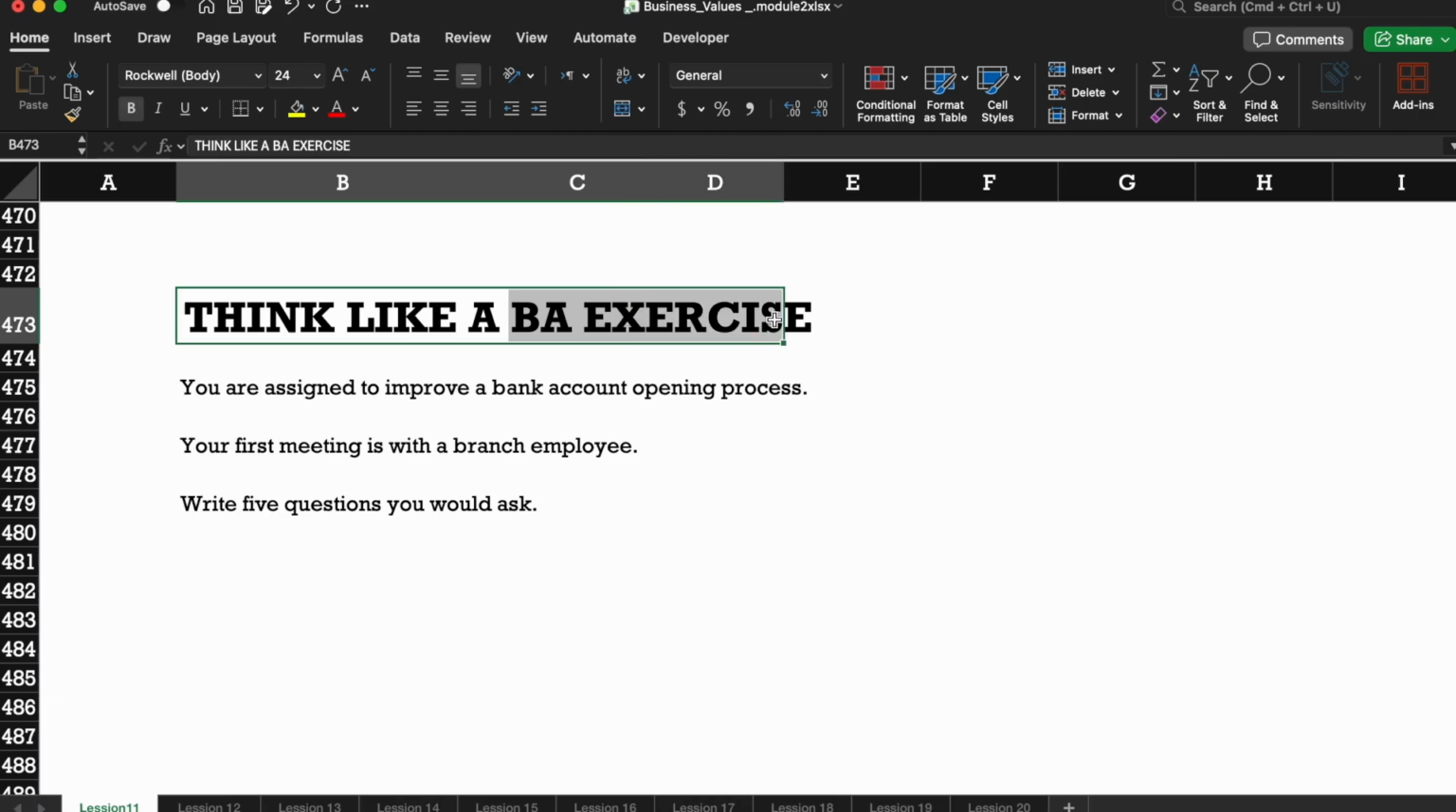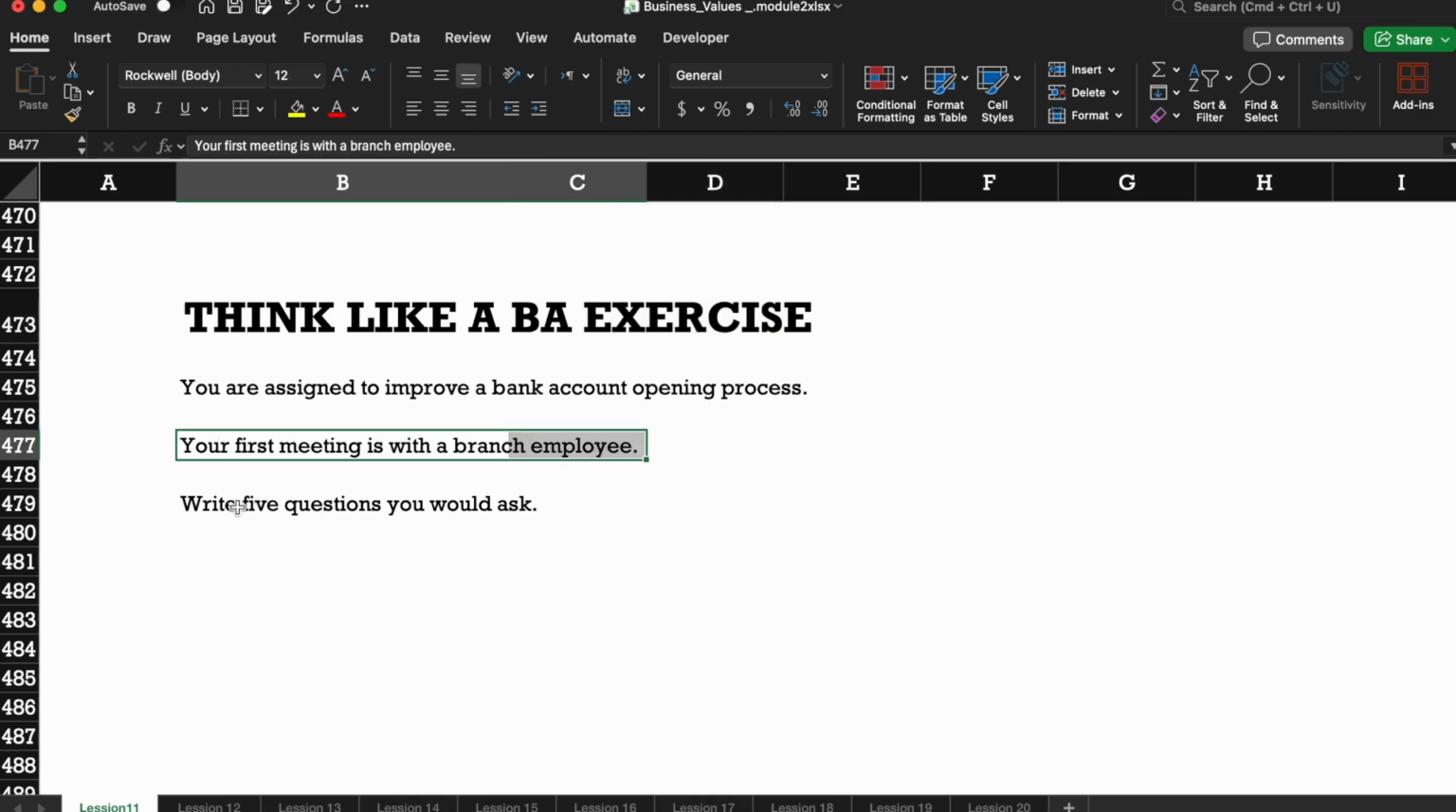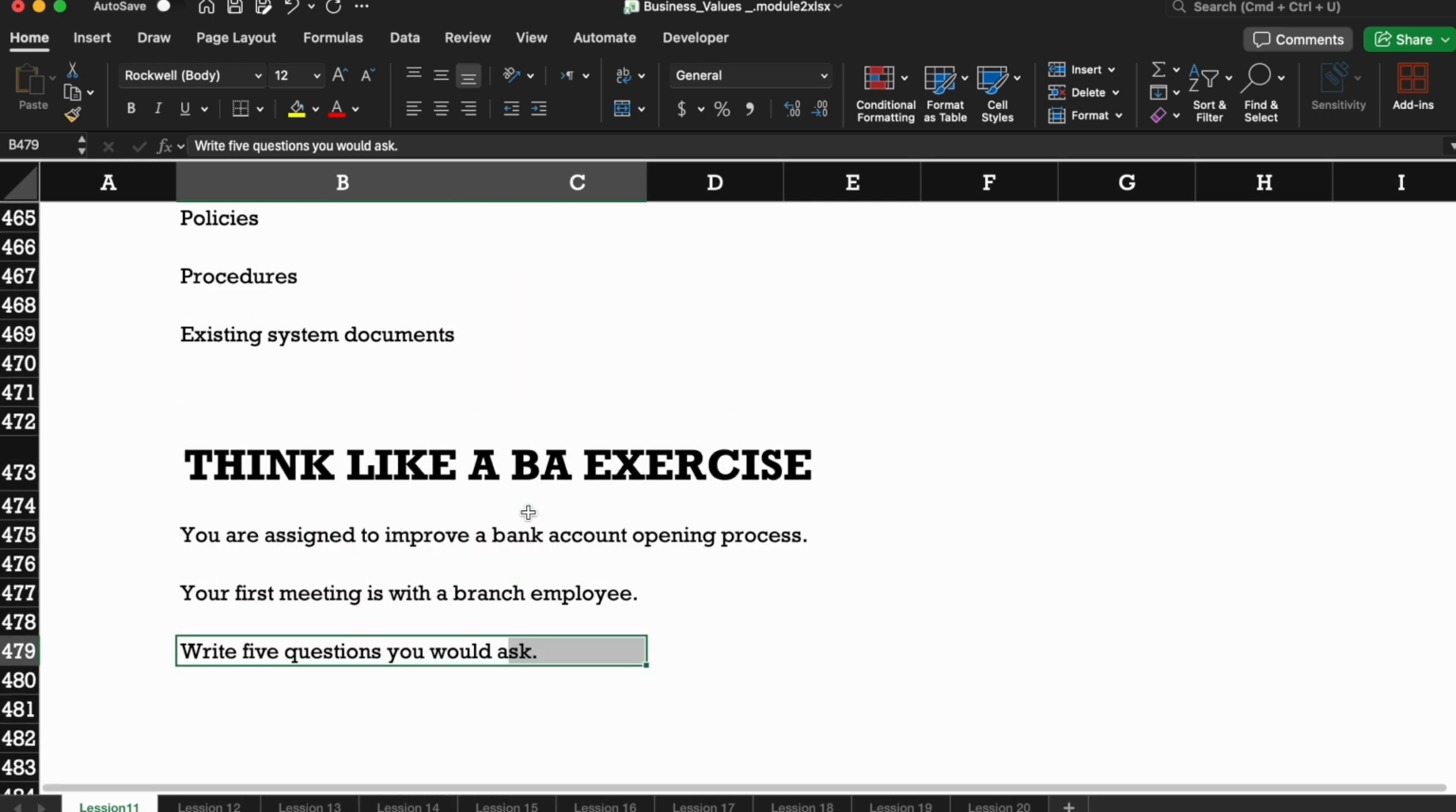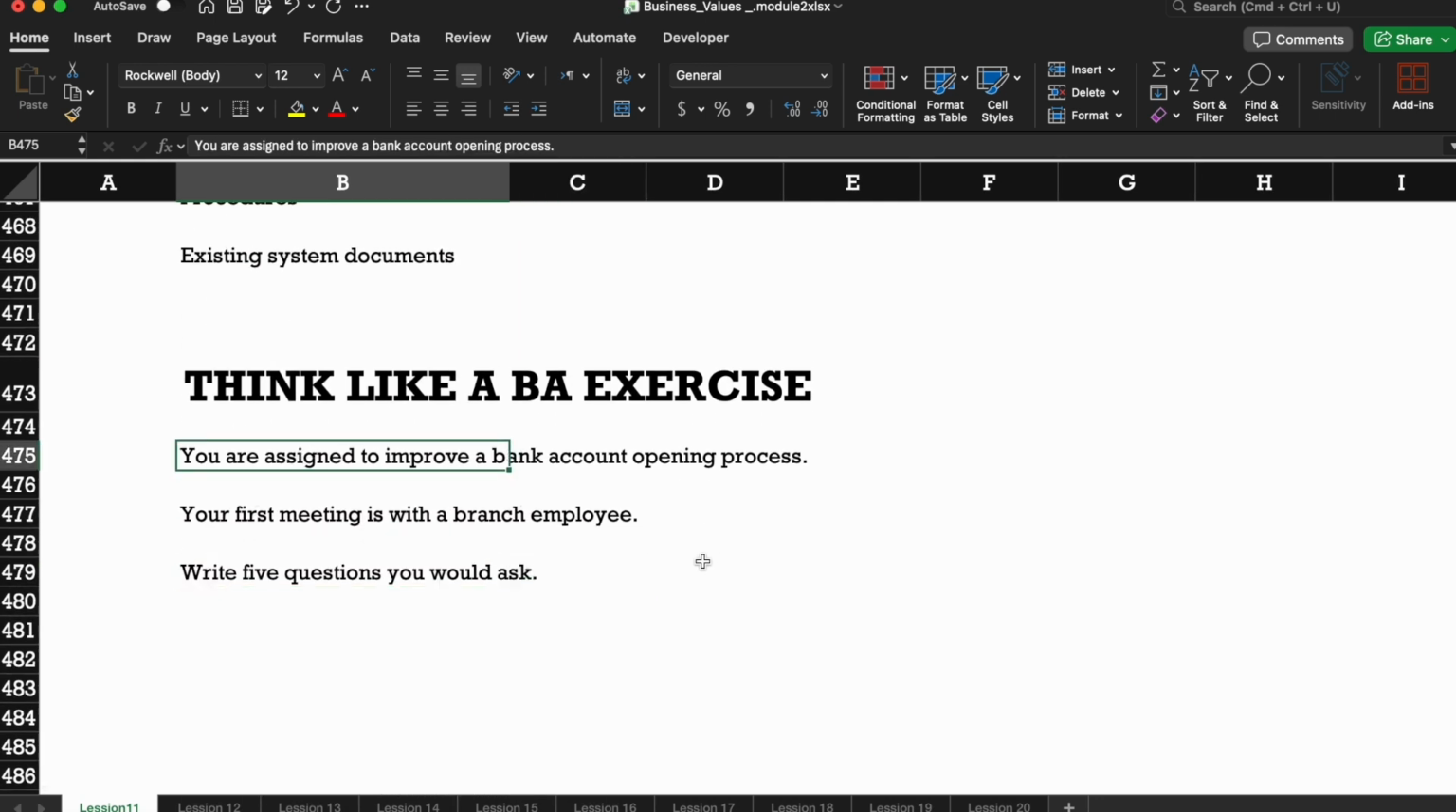So this is a practice exercise, like a BA experience. You are assigned to improve a bank account opening process. Your first meeting is with the branch employee; write five questions you would ask. You can map many scenarios. If you are watching to get an idea of how to gather requirements, but you are planning to become a business analyst in HR, payroll, accounting systems, or healthcare, you can do the same work to identify the right stakeholders.